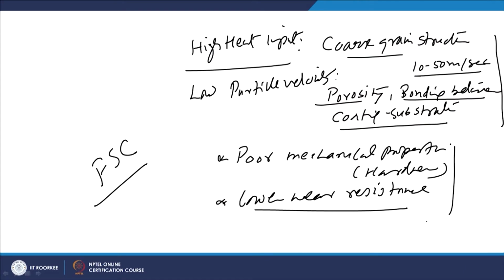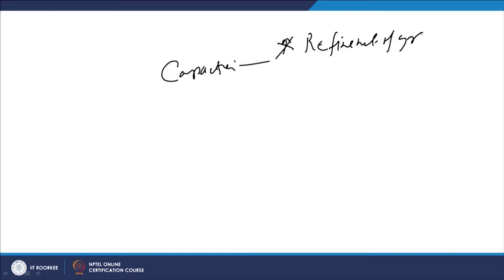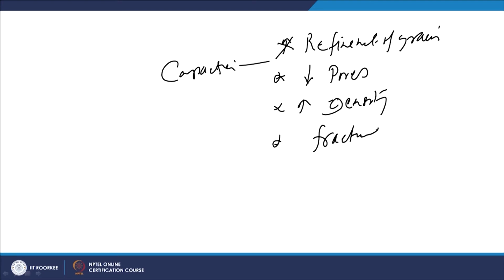So, if we see here, the compaction is leading to refinement of the grains, reducing the pores and increasing the density, and maybe fracturing or breaking the inclusions.